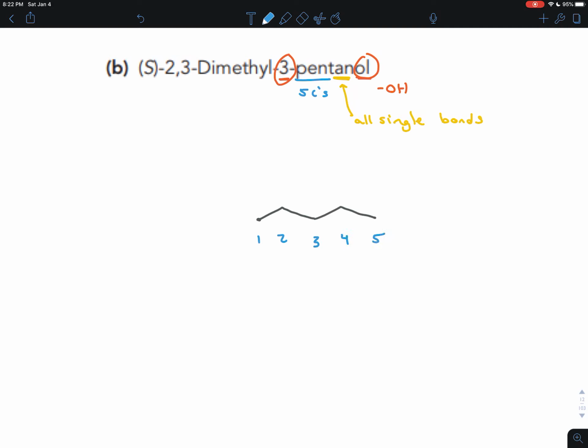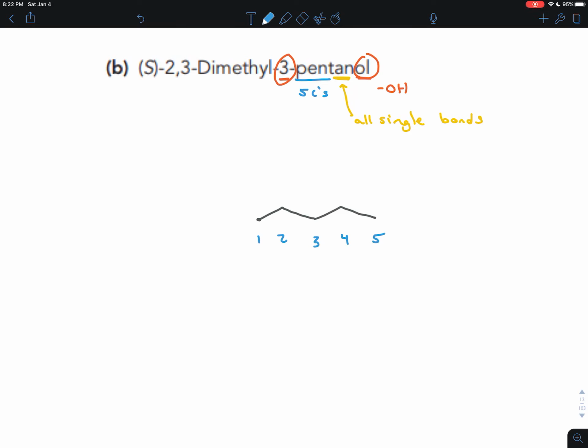If you number it the other way, it may look a little different at first, but remember these are 3-dimensional molecules, and if you rotate it in space, you'd really end up with the same molecule. So you could number it right to left or left to right, and still get a correct answer.